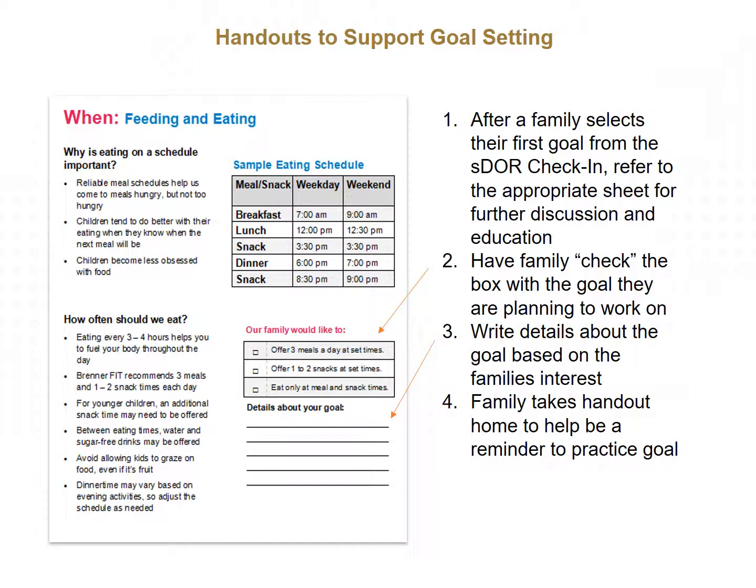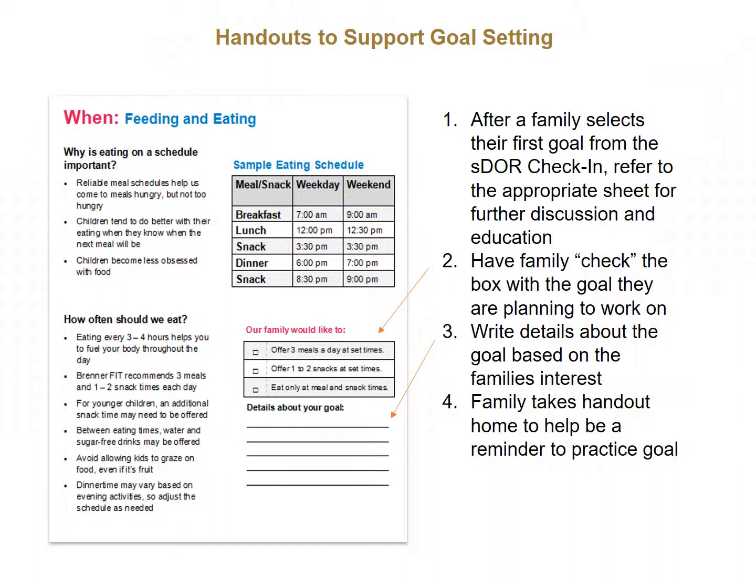Other handouts help support the goal setting. These are very focused, depending on how your parents answer, on what the family needs to work on. So how to use this. After a family selects their first goal from the SDOR check-in, refer to the appropriate sheet for further discussion and education. Have the family check the box with the goal they are planning to work on. Write details about the goal based on the family interest, and the family takes the handout home to be a reminder to practice the goal. So these are not necessarily sheets just to be handed to families, but to actually go through with them.